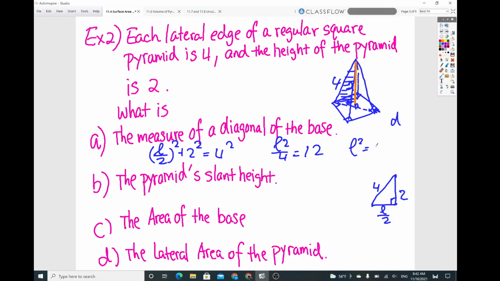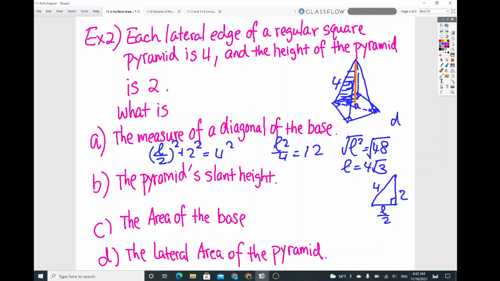And then solve for L. So L² equals 12 multiplied by 4, which is 48. The square root of L² is L, so L is the square root of 48. That'd be 4 root 3, because 48 can be written as 16 times 3 using the factor tree, so it's 4 root 3.